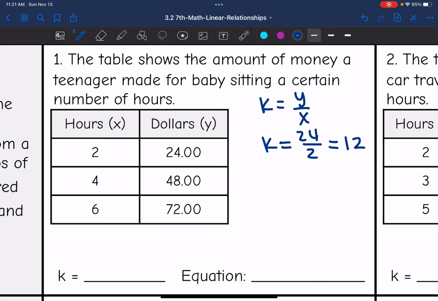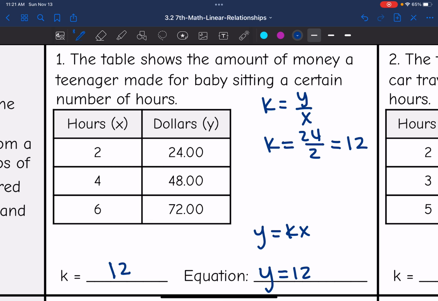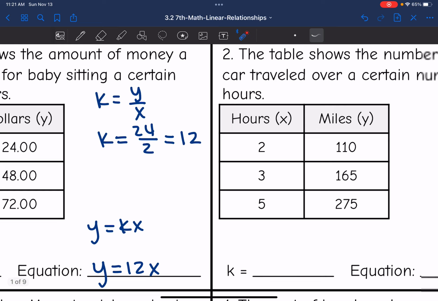So the constant of proportionality is 12, and then remember our equation is y equals kx. So it would be y equals 12x. And that just means to get y, we are multiplying the x value by 12, which we saw throughout that whole table. All right, let's look at number 2.